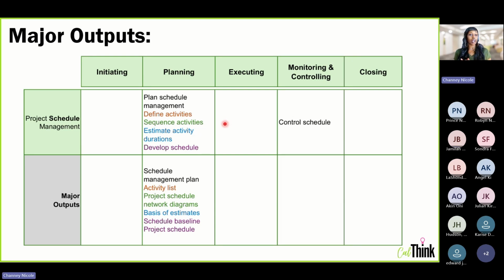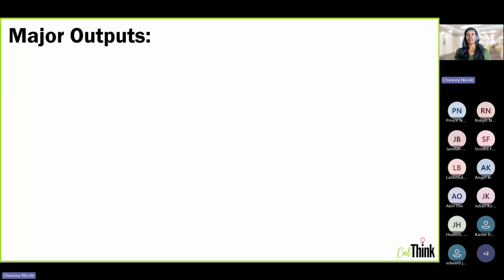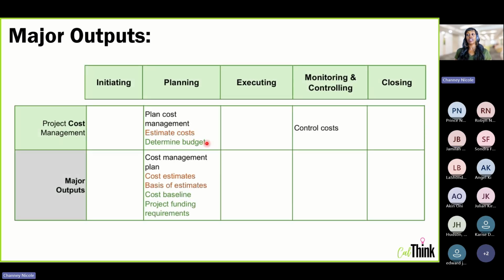So the last planning process in scope is going to give you your scope baseline. The last planning process in schedule, as you can see here, is going to give you your schedule baseline. And the last planning process in cost is going to give you your cost baseline here. Okay, so that's just a sidebar tip for you for the exam.